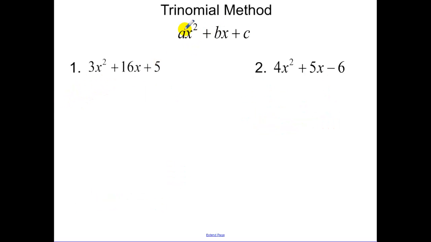Now a trinomial where a is not 1. So a in this case does not equal 1. In that other case, the a was 1. So there's a trick to these, and I call it the Mr. Hirsch method because he's the one who taught it to me. I take the 3 and I multiply it to the 5.